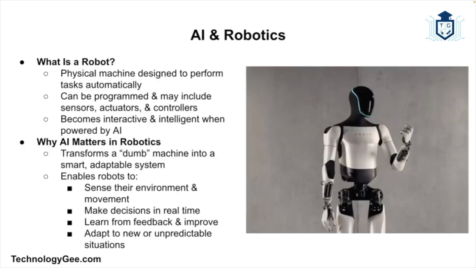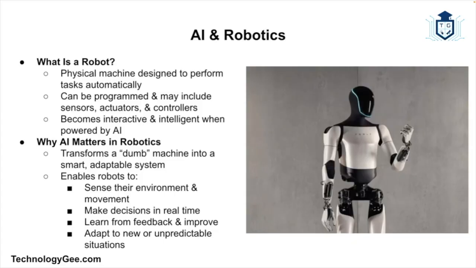Let's start with a crowd favorite, and that is robots. So when you picture a robot, what comes to mind? A humanoid machine, a factory arm that's assembling cars, or a cute robot dog. Well, all of these are fair game. But what makes them smart is artificial intelligence.